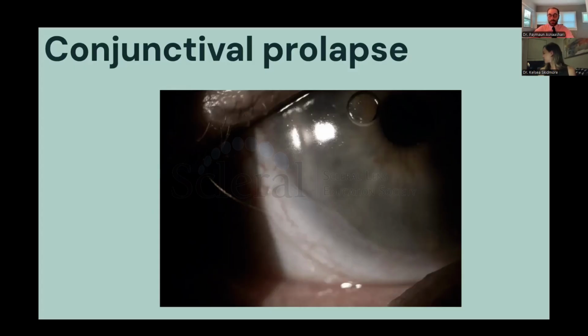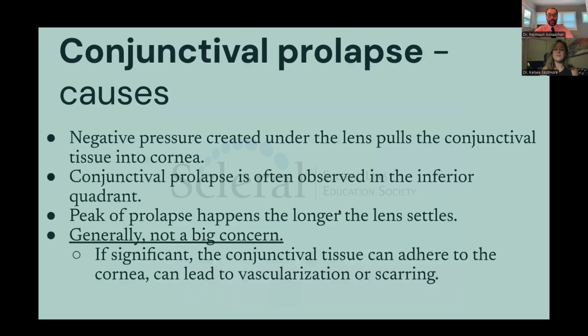One other problem that you might run into is prolapse. Essentially, it's where the conjunctiva gets pulled underneath the scleral lens, and you'll see a little bit here. It's usually due to negative pressure created under the lens, and the conjunctiva is pulled into the corneal tissue. It's most often observed in the inferior quadrant, and the peak of the prolapse happens the longer the lens is settling. Generally, it's not a big concern.